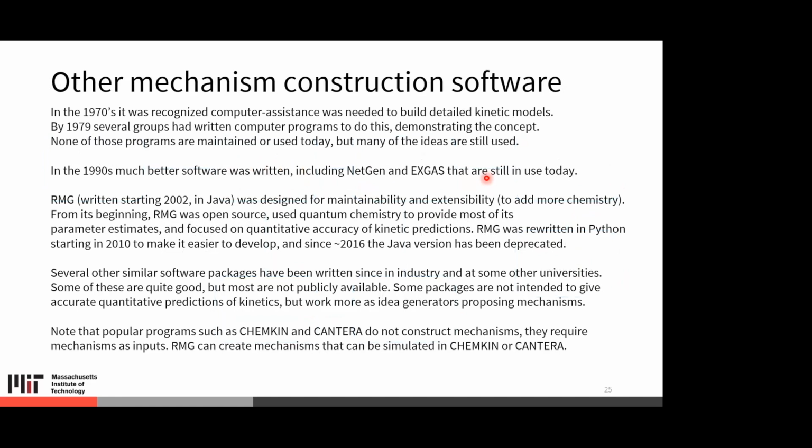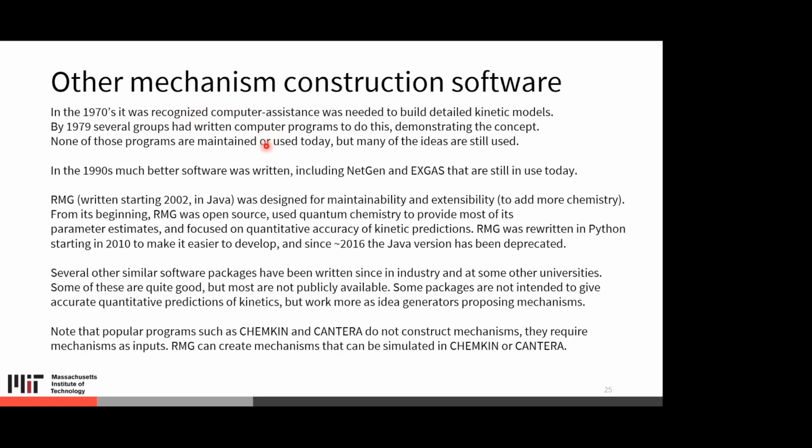Just a historical note: from the 1970s, it was recognized that some kind of computer-aided mechanism construction was going to be needed. And it happened in around 1979. I think 4 different groups published papers showing that it was possible to use the computer to build kinetic models. However, they were the first ones, and none of those programs were good enough that they've survived. So somebody published a paper, it went into somebody's thesis, and that's it.